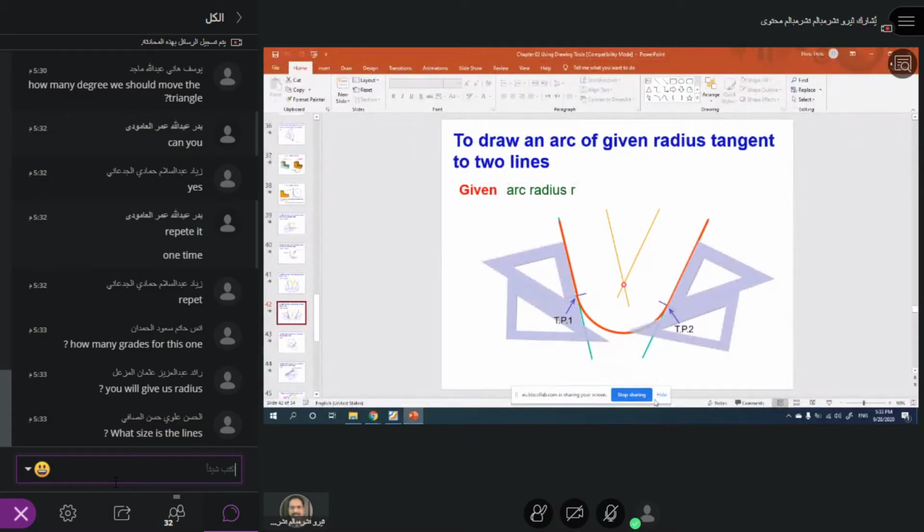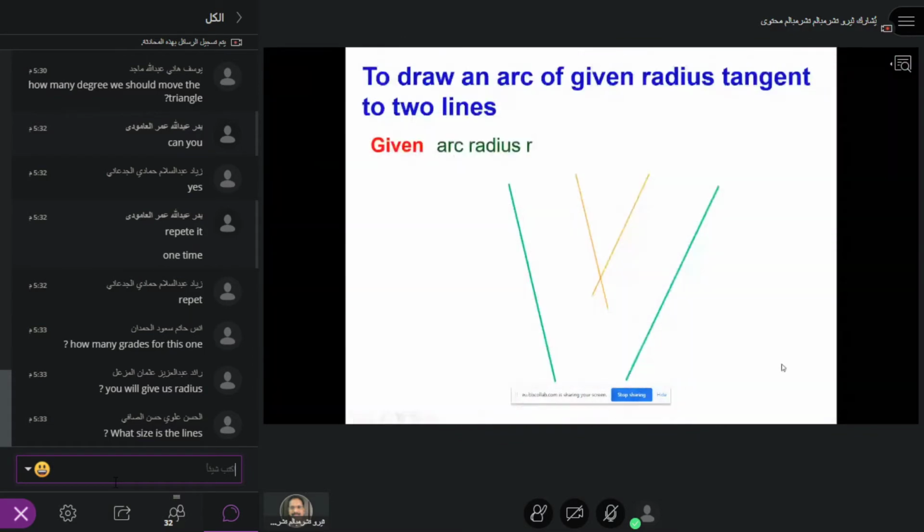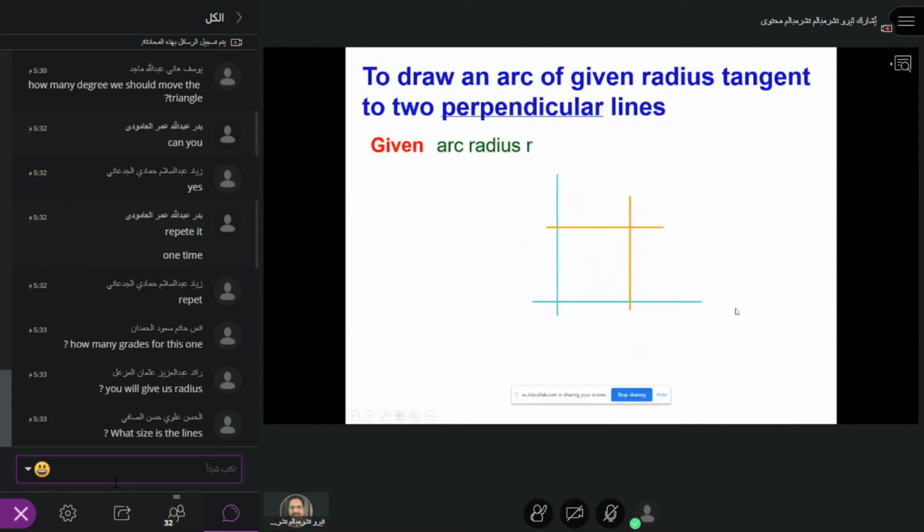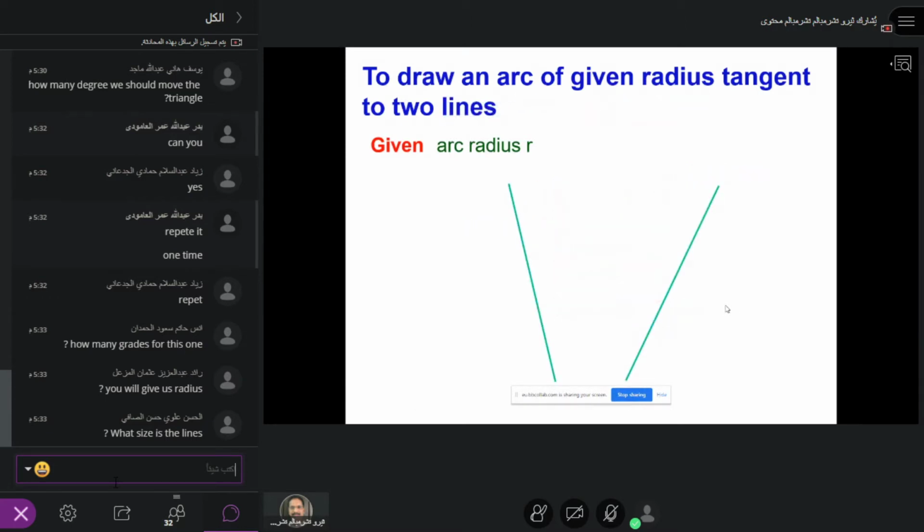All right, so let's see it again. This is easier, however. Now, to draw an arc of given radius tangent to two lines: the arc radius will be given, and these two lines also will be given. So first, the radius will be given, 5 mm, 10 mm. Take a point and mark the arc.